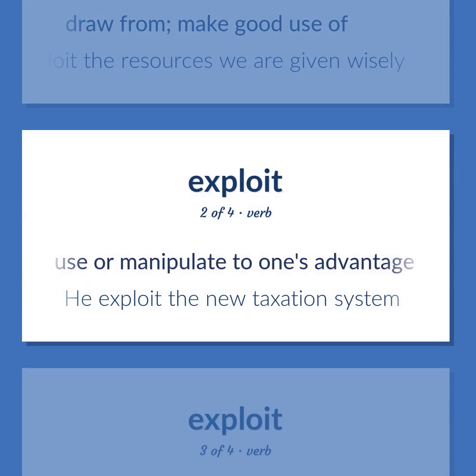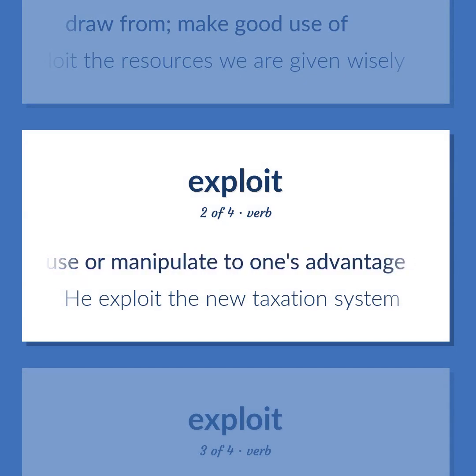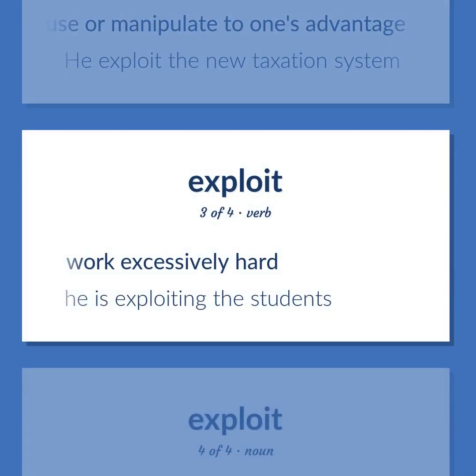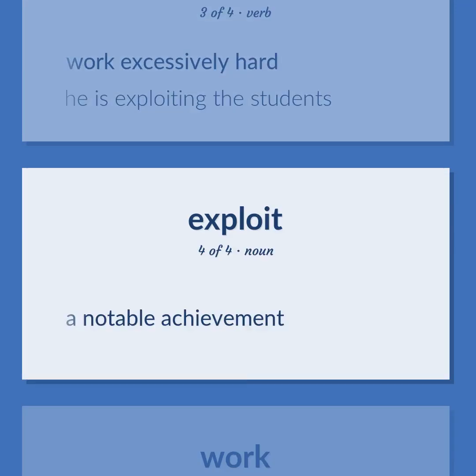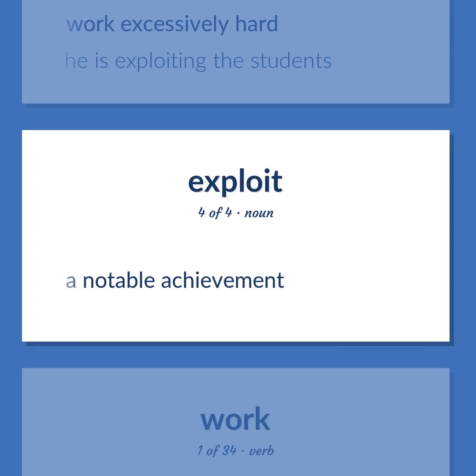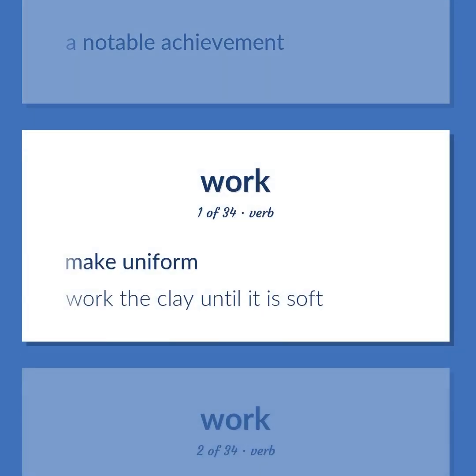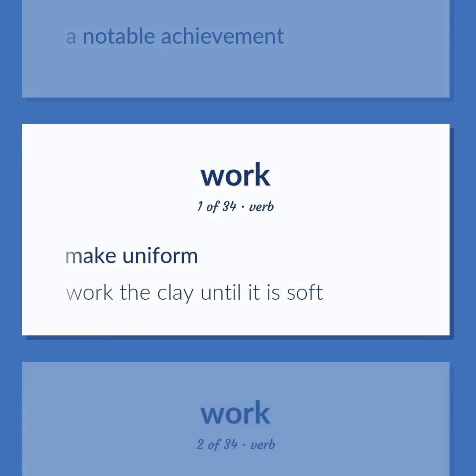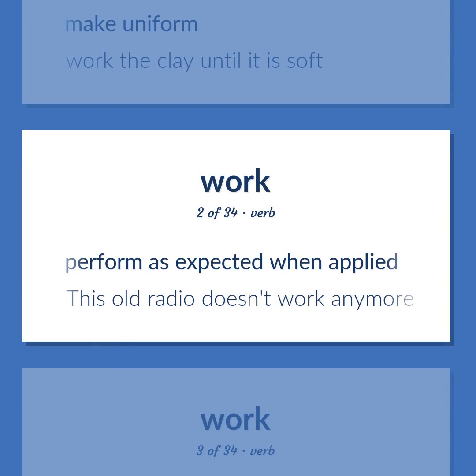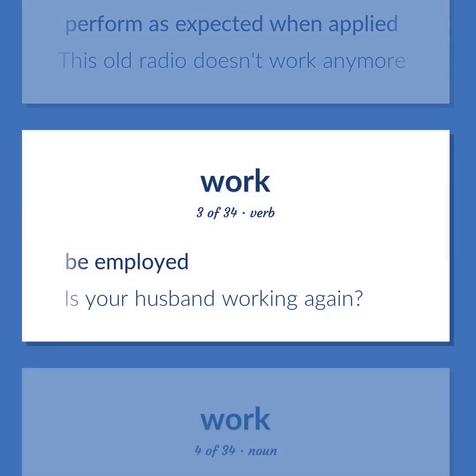Use or manipulate to one's advantage. He exploits the new taxation system. Work excessively hard. He is exploiting the students. A notable achievement. Make uniform. Work the clay until it is soft. Perform as expected when applied. This old radio doesn't work anymore. Be employed. Is your husband working again?